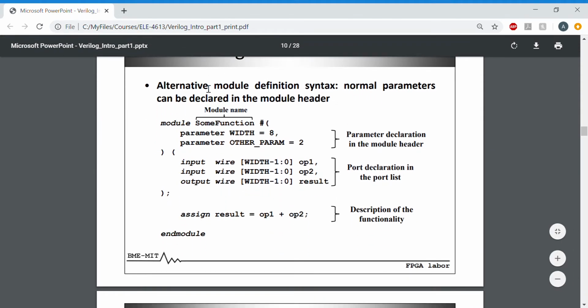So this is an alternate module definition syntax with normal parameters that can be declared in the module header. So we can do that. You just use a pound before the parenthesis. Pound parenthesis means the list of parameters, and then you close the parenthesis for that, and then you open another parenthesis for the IOs.